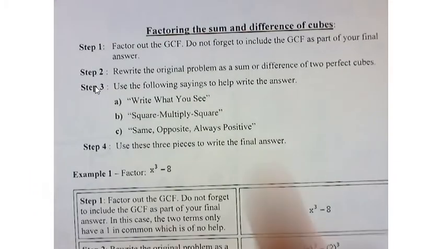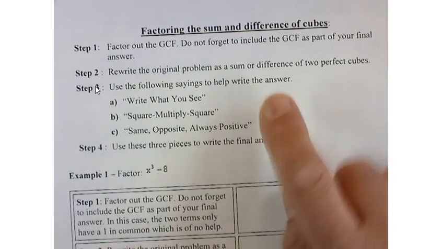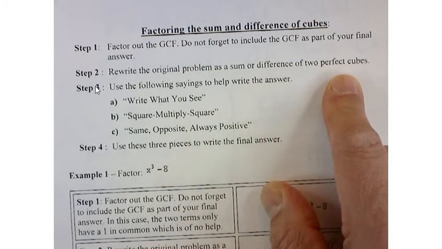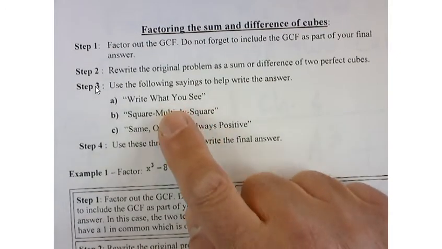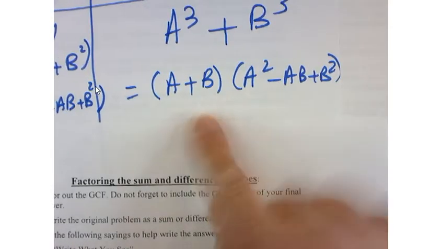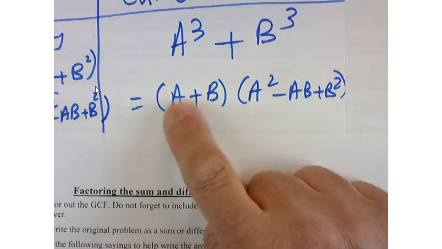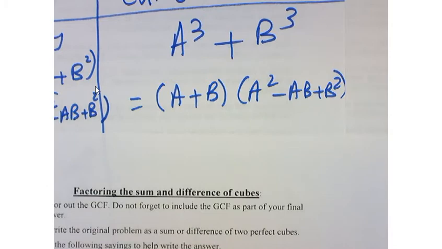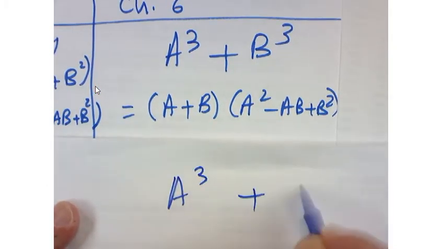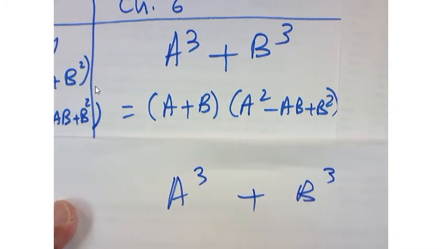So factor out the greatest common factor, as always. Rewrite the original problem as sum or difference of two perfect cubes by cube rooting. We'll talk about that. So once you write it like this, you know it's going to be a binomial times a trinomial. To get the binomial, you write what you see. You write a and you write b. So you forget about the sign for now. So if you're factoring a cubed plus b cubed, you know it's going to be a binomial always times a trinomial.